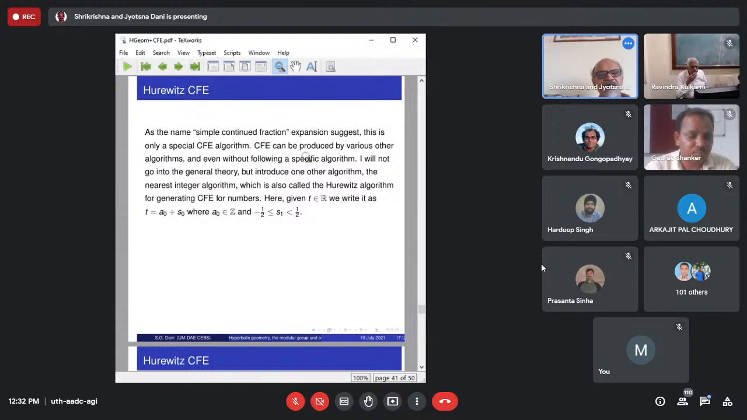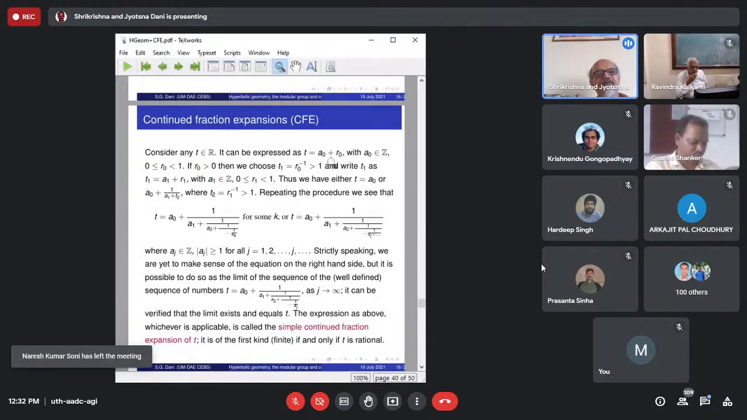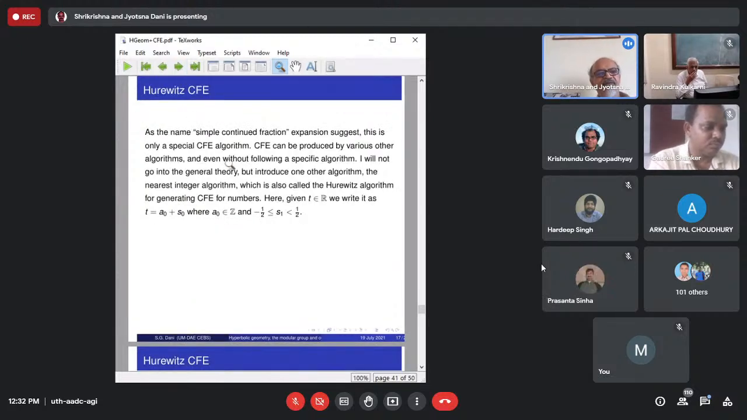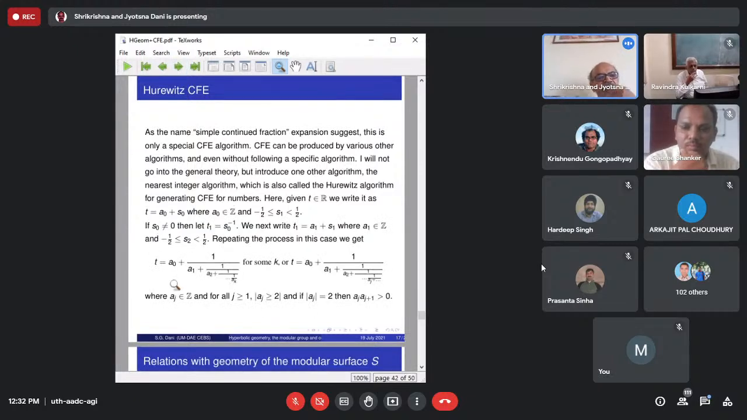I've dealt with a whole variety of continued fraction expansions, but a special one which I'd like to introduce here is something where you do something similar, but instead of asking for the remainder to be between 0 and 1, you ask for it to be between minus half and half, and you see that also has to be possible. And you do the same thing as before, and therefore you can write t as equal to a0 plus 1 over a1 plus 1 over up to ak for some k.